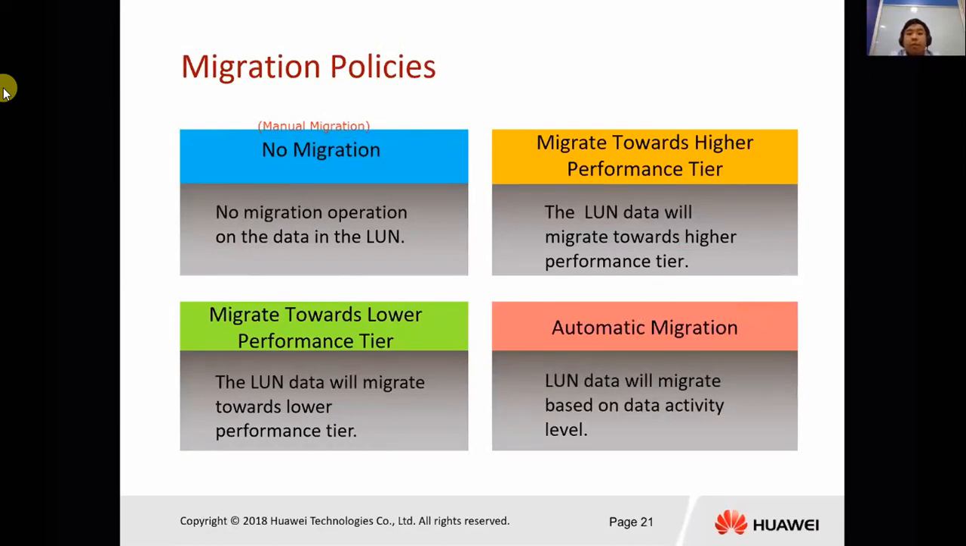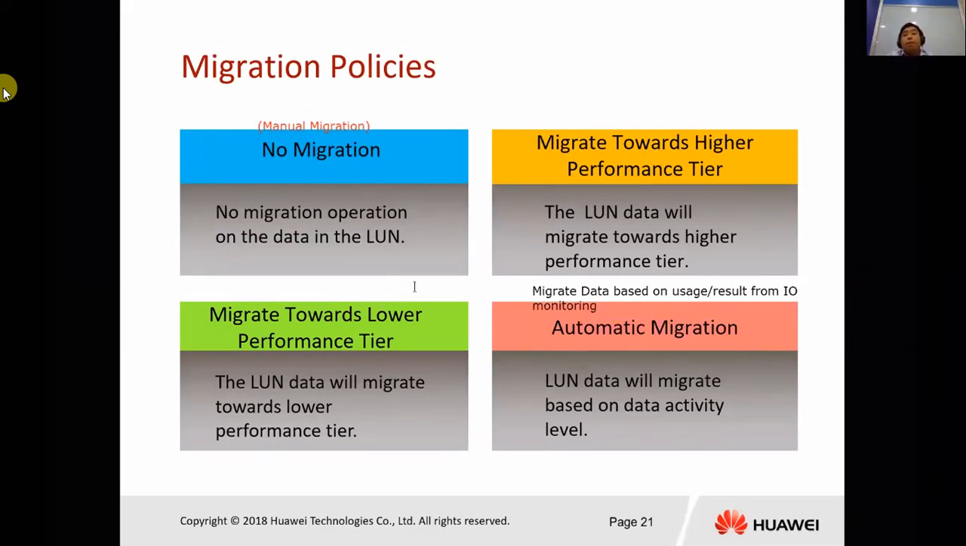Let me change the text words. So this is migrate data based on your usage, or based on the result from the IO monitoring. So this is basically automatic migration: hot, warm, cold, accordingly migrated. Okay, then go back to here.